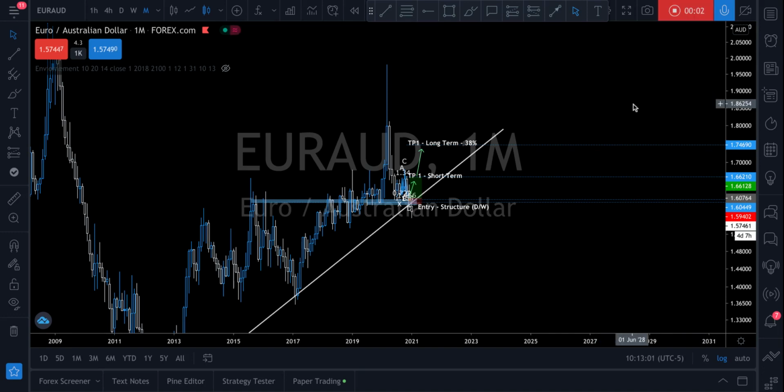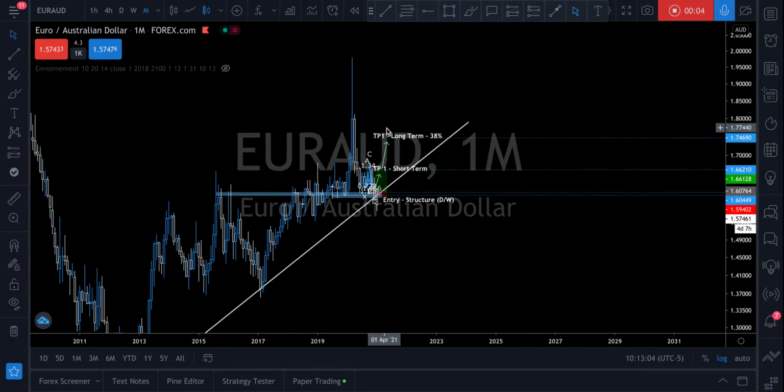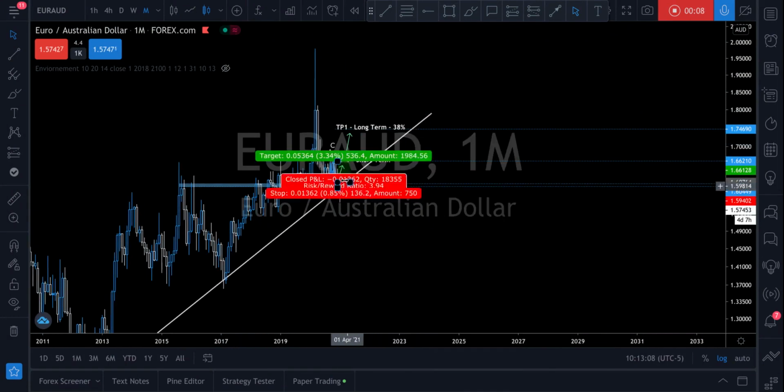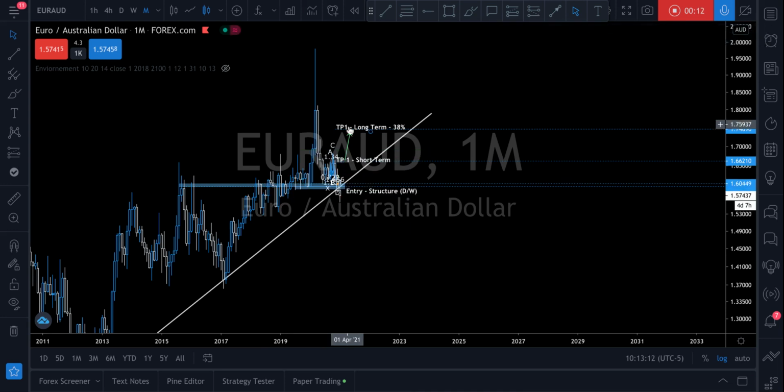What's going on, everyone? Welcome back to this multi-time frame forecast. We're going to be going over Euro AUD. Now, I'm actually going to delete a lot of this stuff because, as you can see here, we ended up hitting our stop loss.